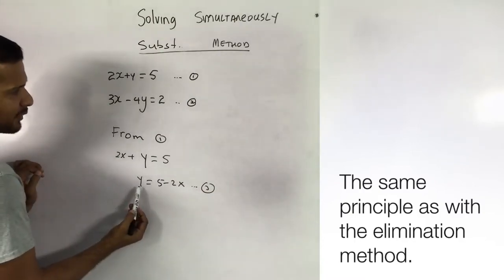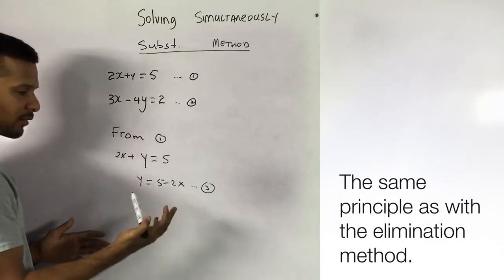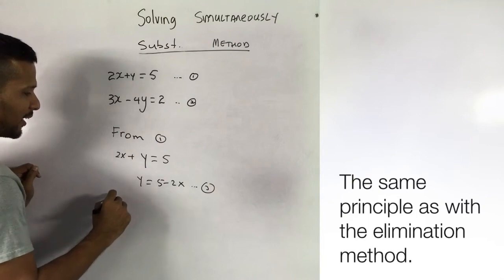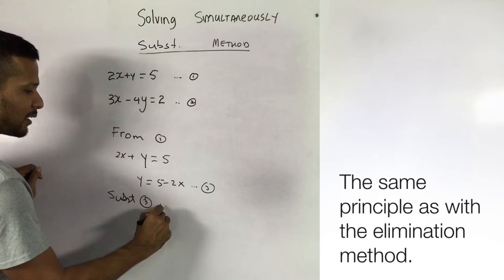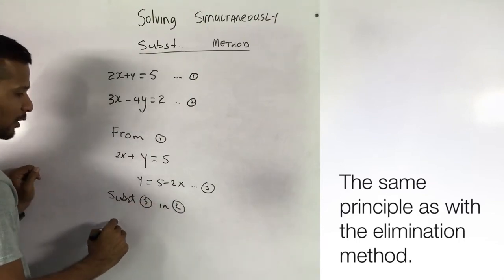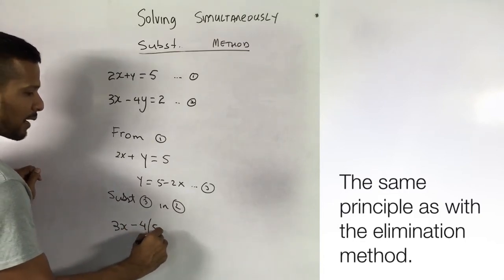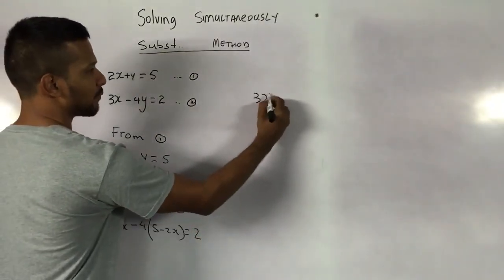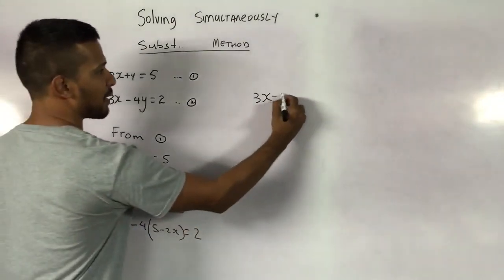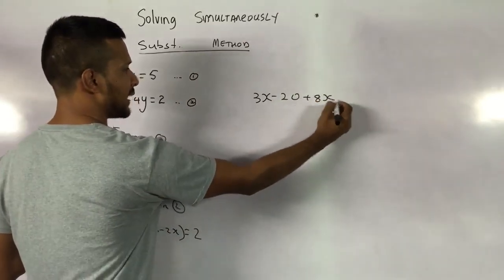So since I know what y is, why don't I just replace this y with this y, and I will have no more y. Understand why? Okay, so substitute equation 3 in equation 2. So I'll end up with 3x, remember I know what y is, minus 4 by 5 minus 2x is equal to 2. So I'm going to expand out this. So I'll get 3x minus 4 times 5 is minus 20, minus 4 by minus 2 is plus 8x.